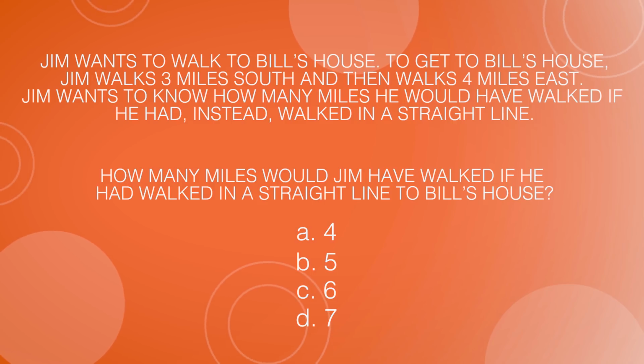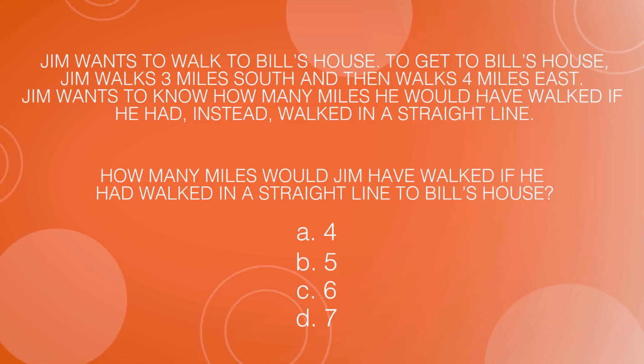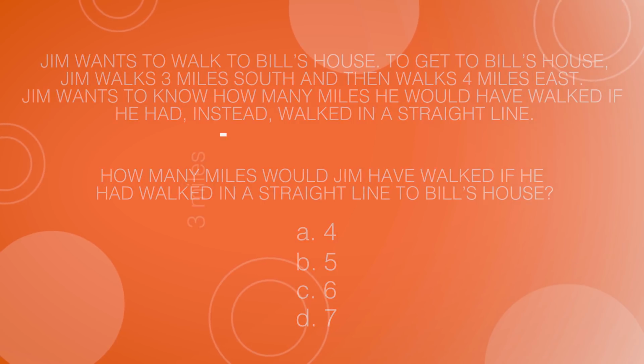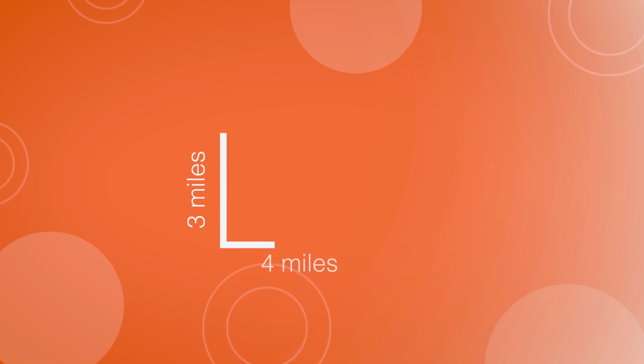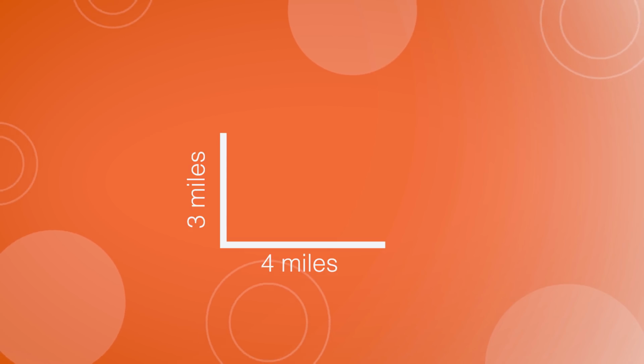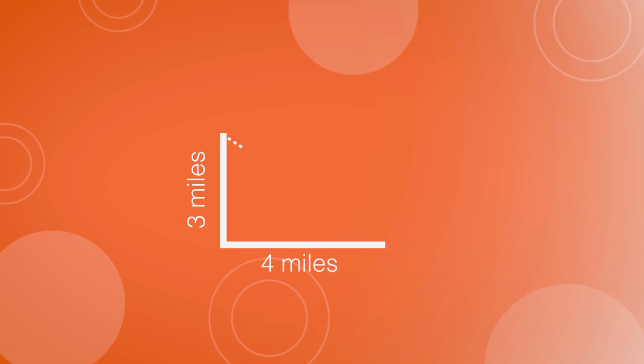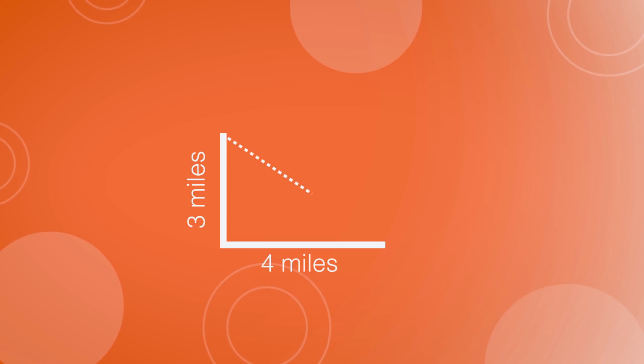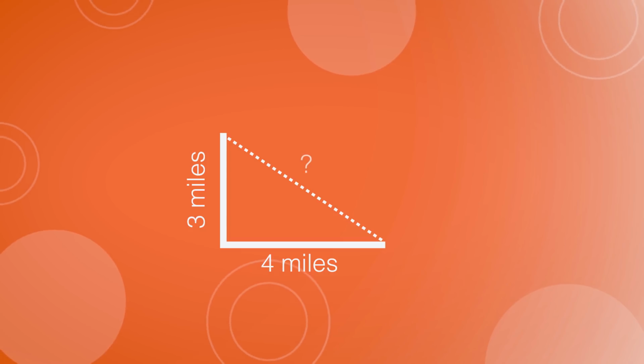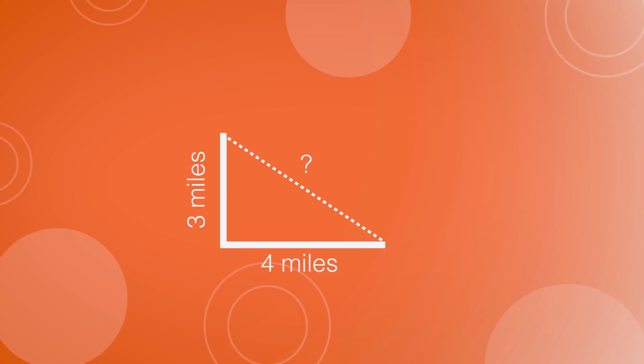This problem can be solved by visualizing Jim's path or drawing an image. To walk 3 miles south and then 4 miles east demands a 90 degree turn and creates a right angle, or an L shape. When the straight line is drawn in from Jim's starting point to his end point at Bill's house, the L becomes a right triangle. The unknown length of the straight line is the missing length of the hypotenuse of the right triangle.